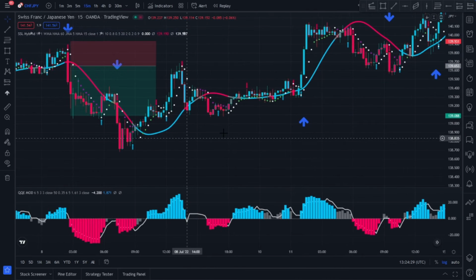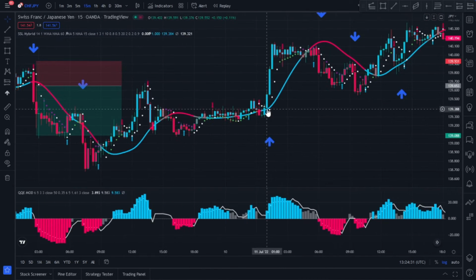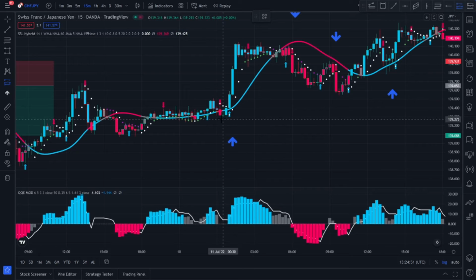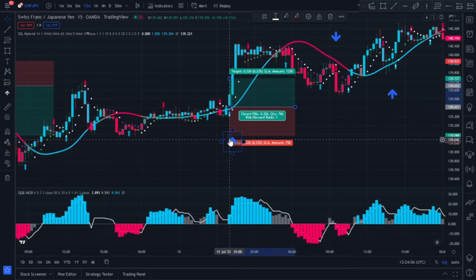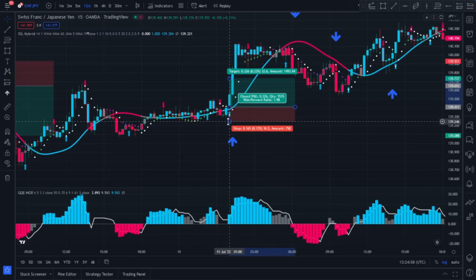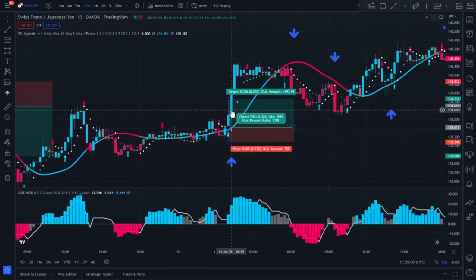In this area, the SSL indicator line is green and the price is above this line. At the same time, we look at the QQE Mod indicator bars. We see that the color of the bars is also green. So the conditions for the long position are met. Seeing the bullish signal of the SSL indicator, we take a long position and set the stop loss and take profit. As you can see, it closes with profit.